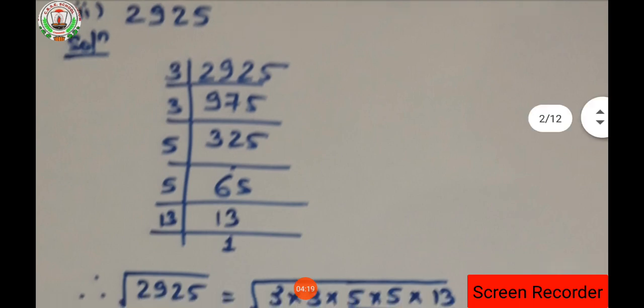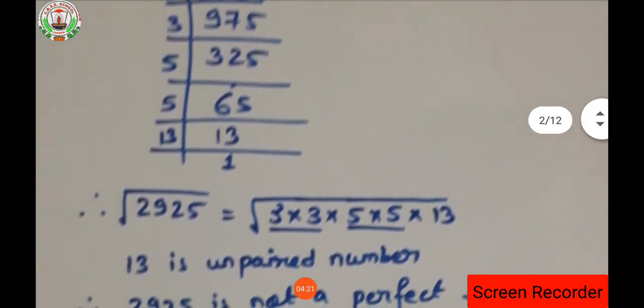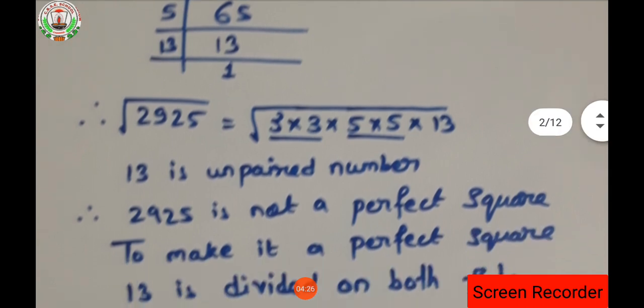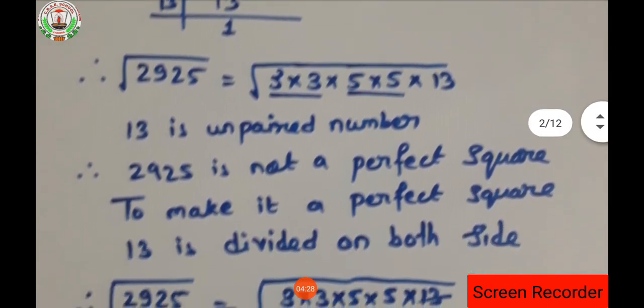Then all the factors are written in the form of roots. So here, which is the number which is not in the form of a pair? That is 13. 13 is the number which is not in the form of a pair. So if 13 does not have a pair, that means 2925 is not a perfect square.